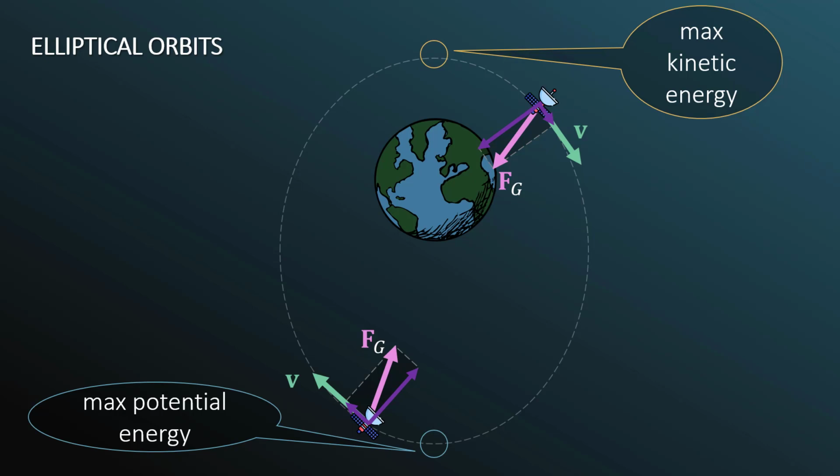Now at every point along the path, though the kinetic energy differs at every point, the sum of the kinetic energy plus the potential energy is equal at every point along the path, because energy is conserved. Energy is conserved in all orbits.